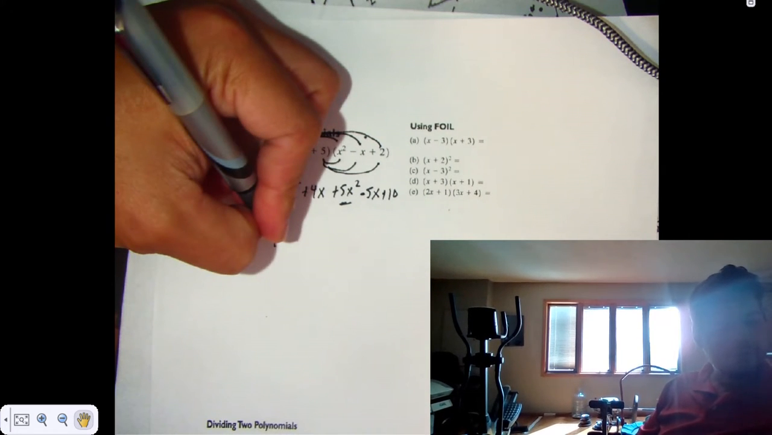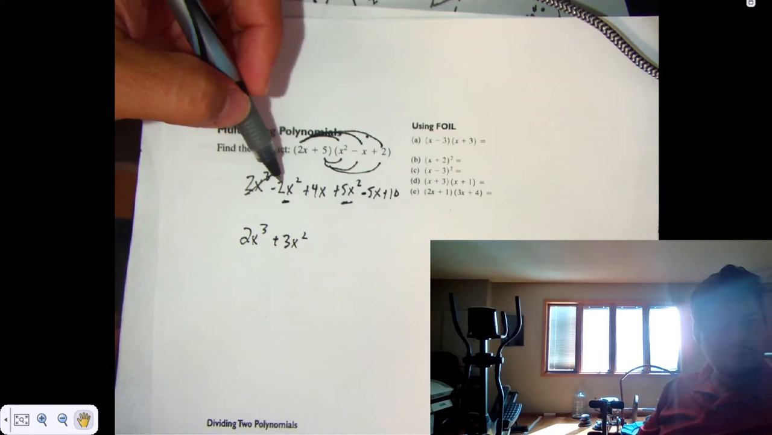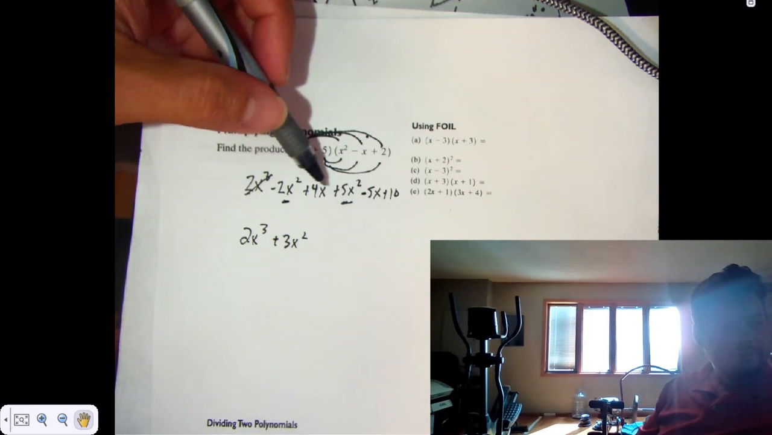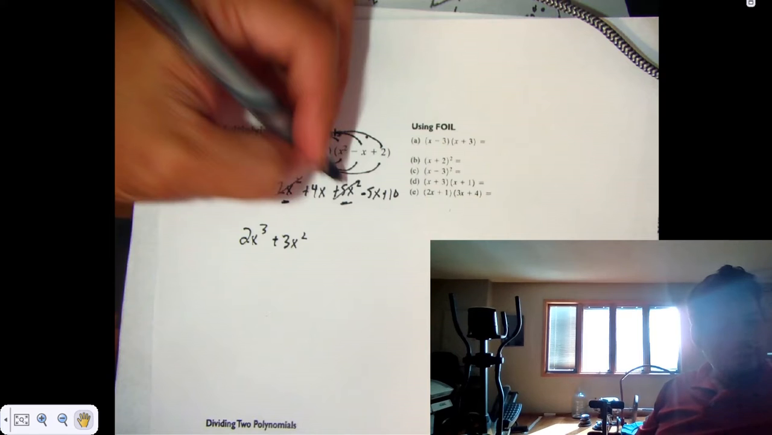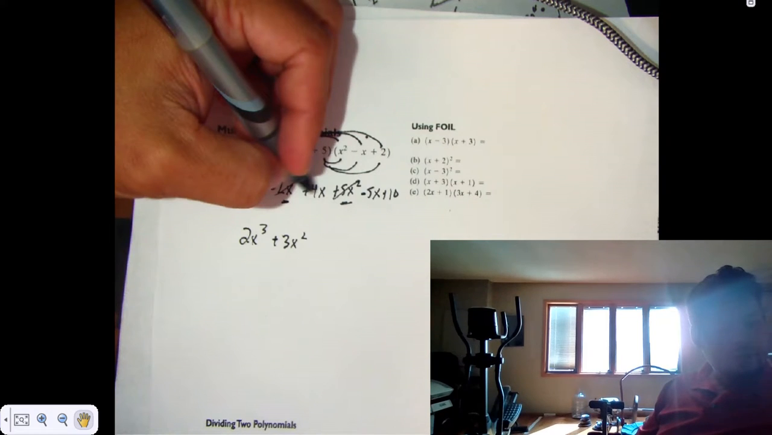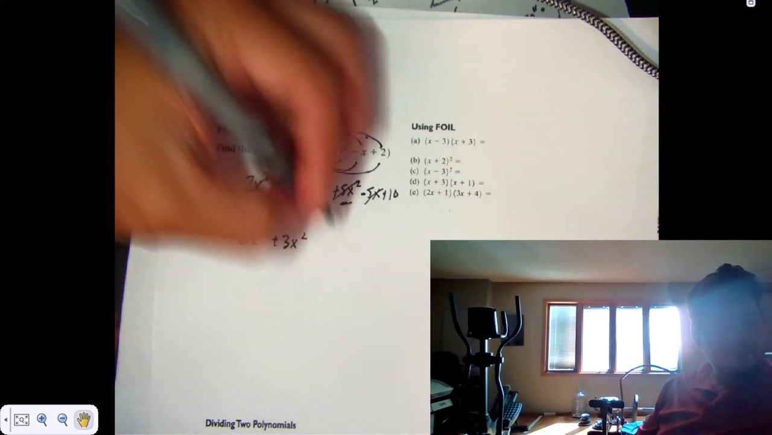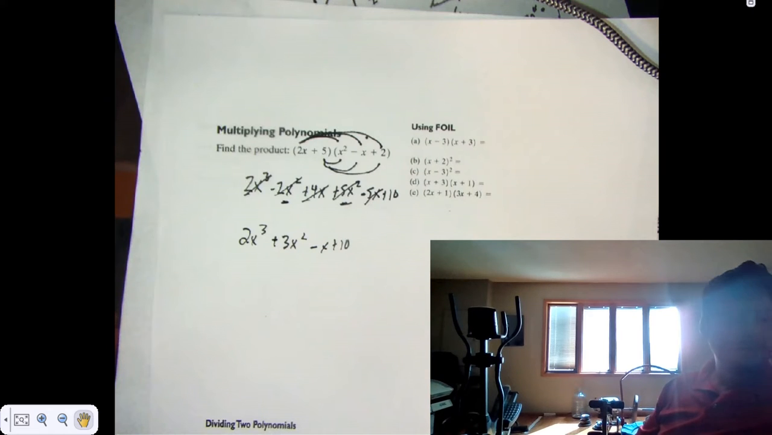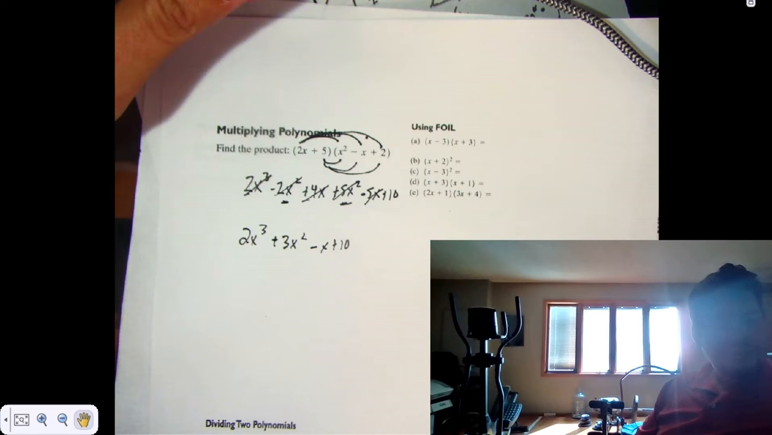Pay attention to signs. Don't be the kid who says 7. Don't be that kid. We got a 4x and a negative 5x. That's a negative x. And we got a plus 10. So there you go. Hopefully you don't have any problems with that. It's not even that time consuming.